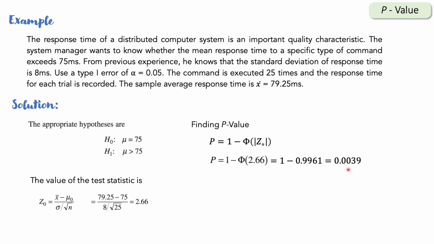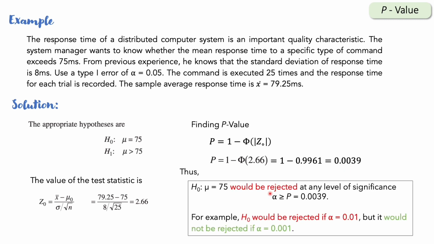So this one says that the mu, or this H naught, would be true only for this significance level, okay, for this one only. So if our alpha is larger than this, or our error, which is given as 0.05, if it is larger than this, we are going to reject it. Therefore, mu equal to 75 would be rejected at any level of significance which is larger than the value of p.